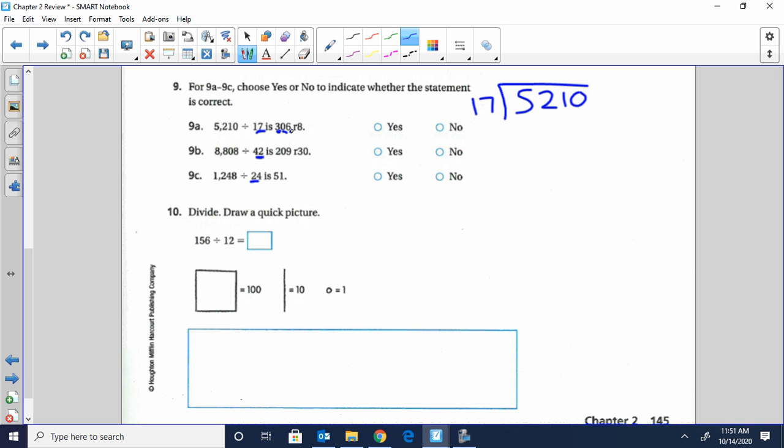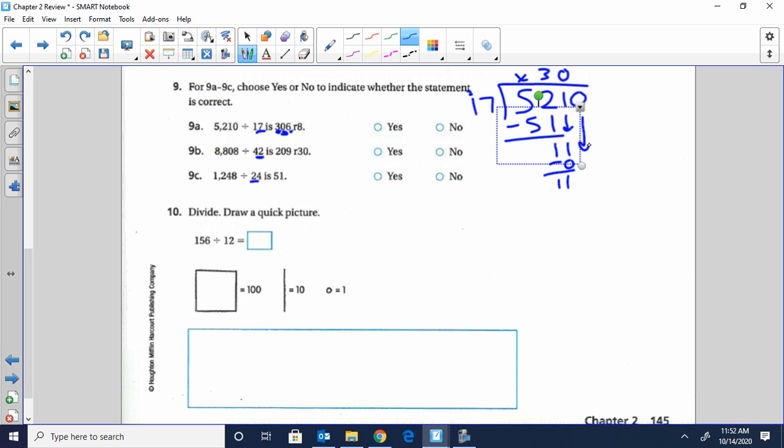So 17 does not go into 5, but it goes into 52. We need to try 3 times. 3 times 7 is 21, carry my 2. 3 times 1 is 3, plus that 2 that we carried gives me 51. I subtract, I get 1. Bring down the 1. 17 goes into 11 0 times, which actually matches. 0, subtract, I get 11.